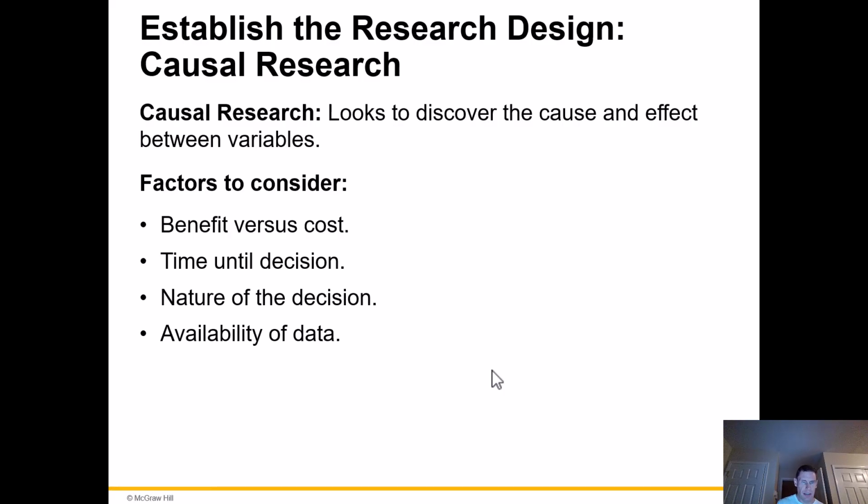And again, like I said, that can be very hard to do. There are some factors to consider with this type of research, and really all types of research, which is benefit versus cost. How long is it going to be until you can make a decision? The nature of the decision, and one of the biggest ones is the availability of data. Sometimes you have to pay for data, for example.